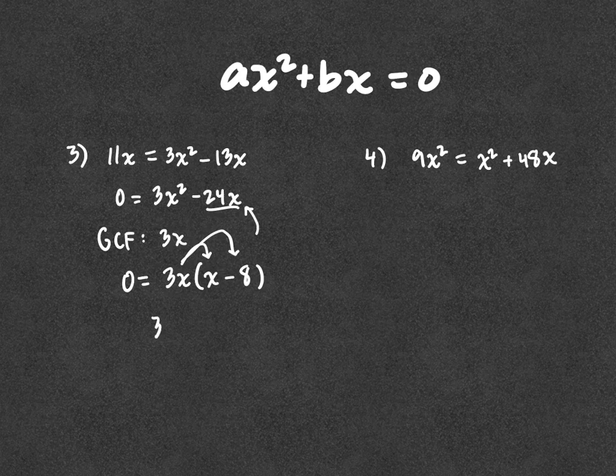Okay, so now I could take 3x, set it equal to 0, therefore x equals 0. We knew that was going to be a solution. And x minus 8 is equal to 0, therefore x equals 8 is a solution.